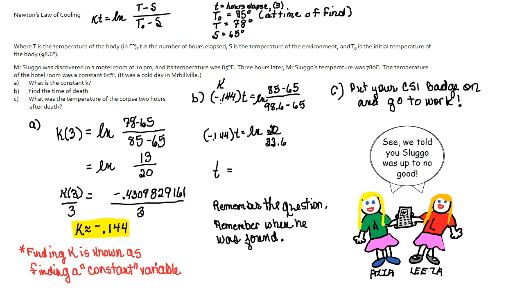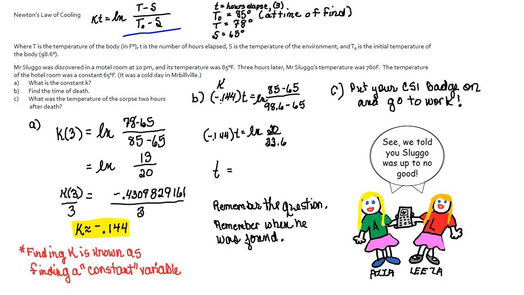Oh my, tragedy has come to Mr. Billville. And as the girls say, we told you that Mr. Sluggo was up to no good. Let's see what's happened in Mr. Billville. All right, Mr. Sluggo was discovered in a motel room at 10 p.m. and his temperature, I should say, was 85 degrees. Not good on most days, especially since now he's kind of like horizontal instead of being vertical, if you know what I mean.